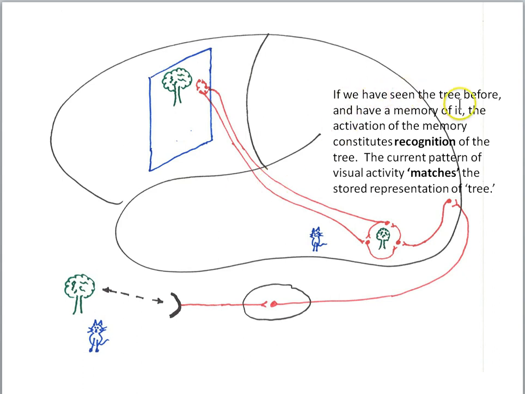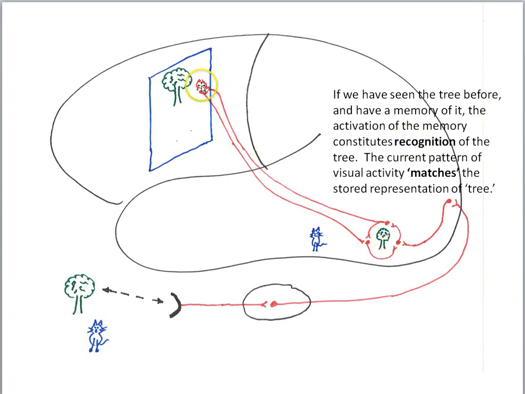Now, if we have seen the tree before and have a memory of it, the activation of the memory constitutes recognition of the tree. The current pattern of visual activity matches the stored representation of the tree. So if this were a tree in our front yard, and we've seen it many times, we have a memory of what our front yard tree looks like. So now this icon would represent that memory. And when we see our front yard tree again, the current pattern of visual activity is going to reactivate that stored memory, and we experience that as a recognition. We've identified our front yard tree.